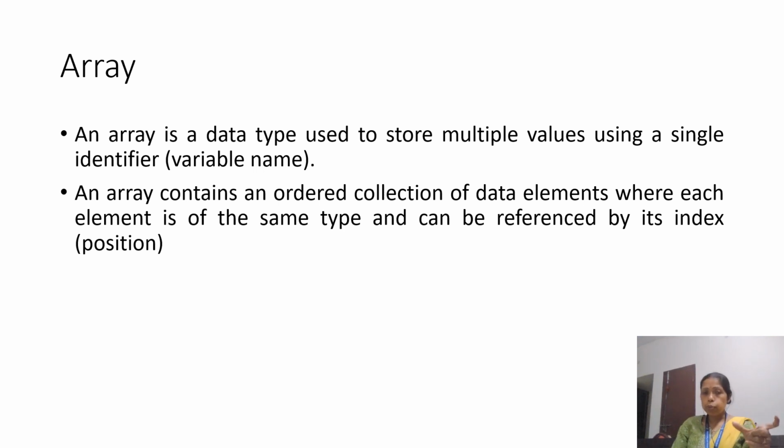You can store multiple values in one identifier, in one variable name. You can store multiple values, and they will be in order. Okay, it should be in order. And for identifying a particular value in this array, you have the index. So I will give you an example now.